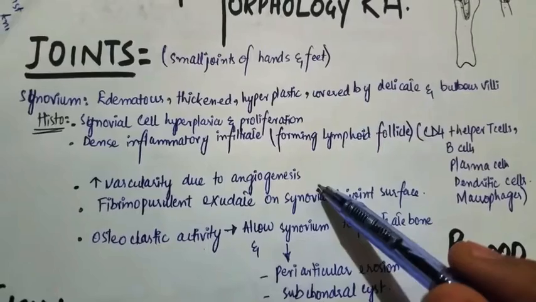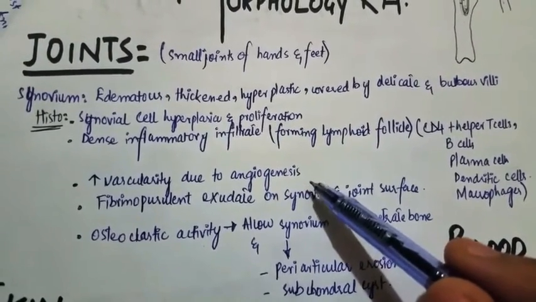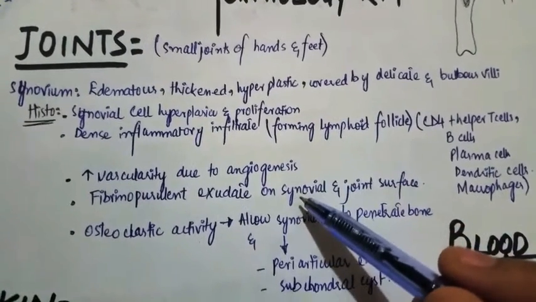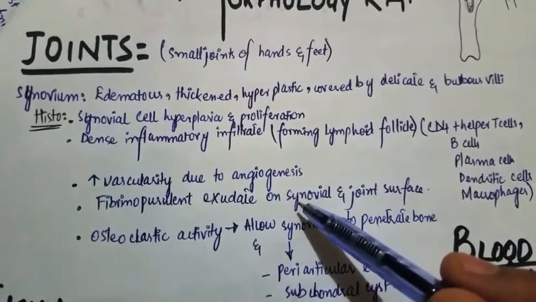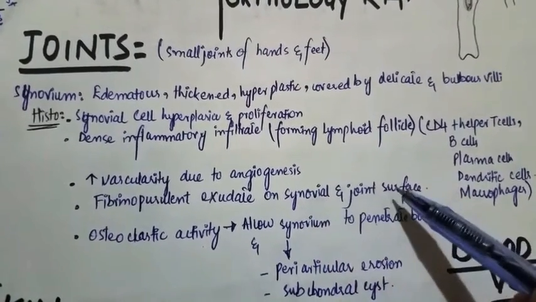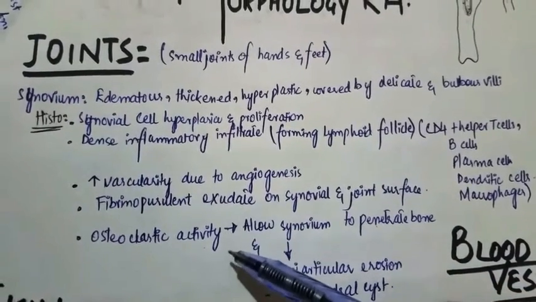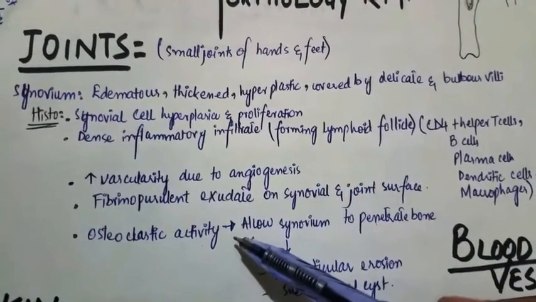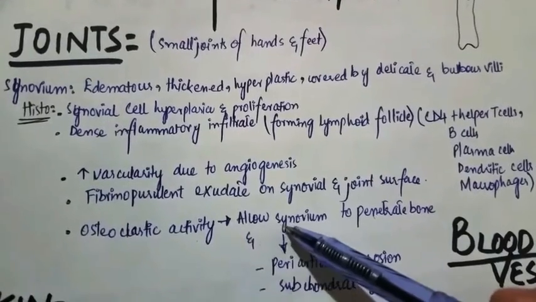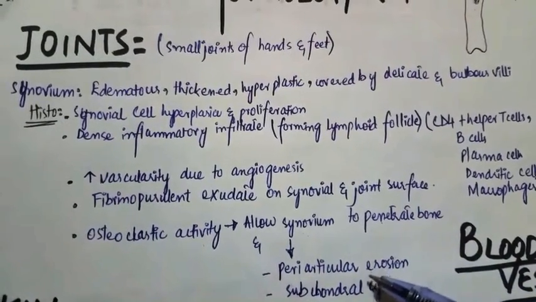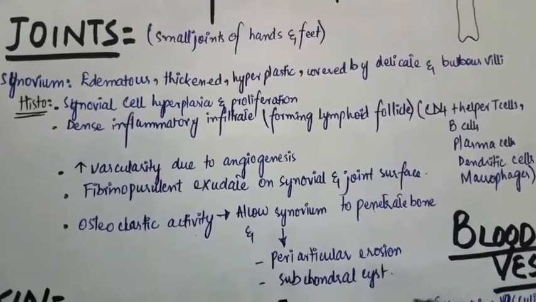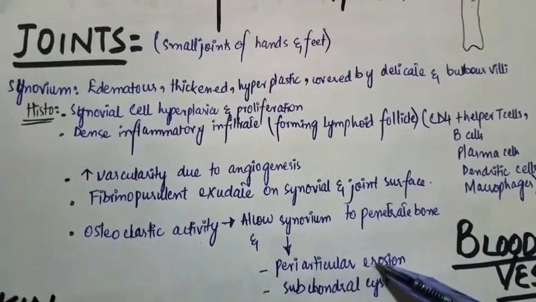Why is there increased vascularity? Increased vascularity because it's a chronic disorder. There is also presence of fibrinopurulent exudate on the synovial and the joint surface. It also shows it is a chronic disease, and osteoclastic activity which allows the synovium to penetrate the bone and form the subchondral cyst and the periarticular erosion.